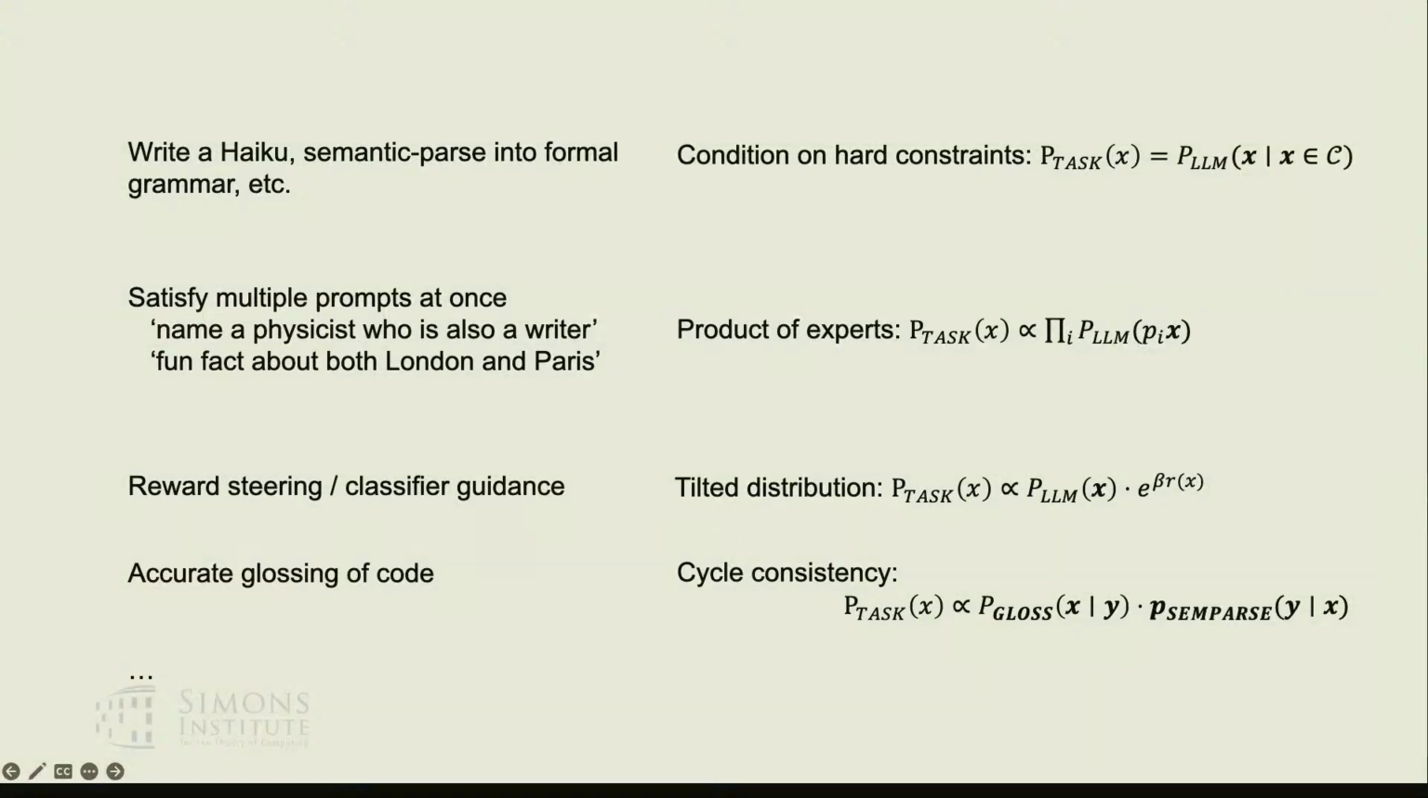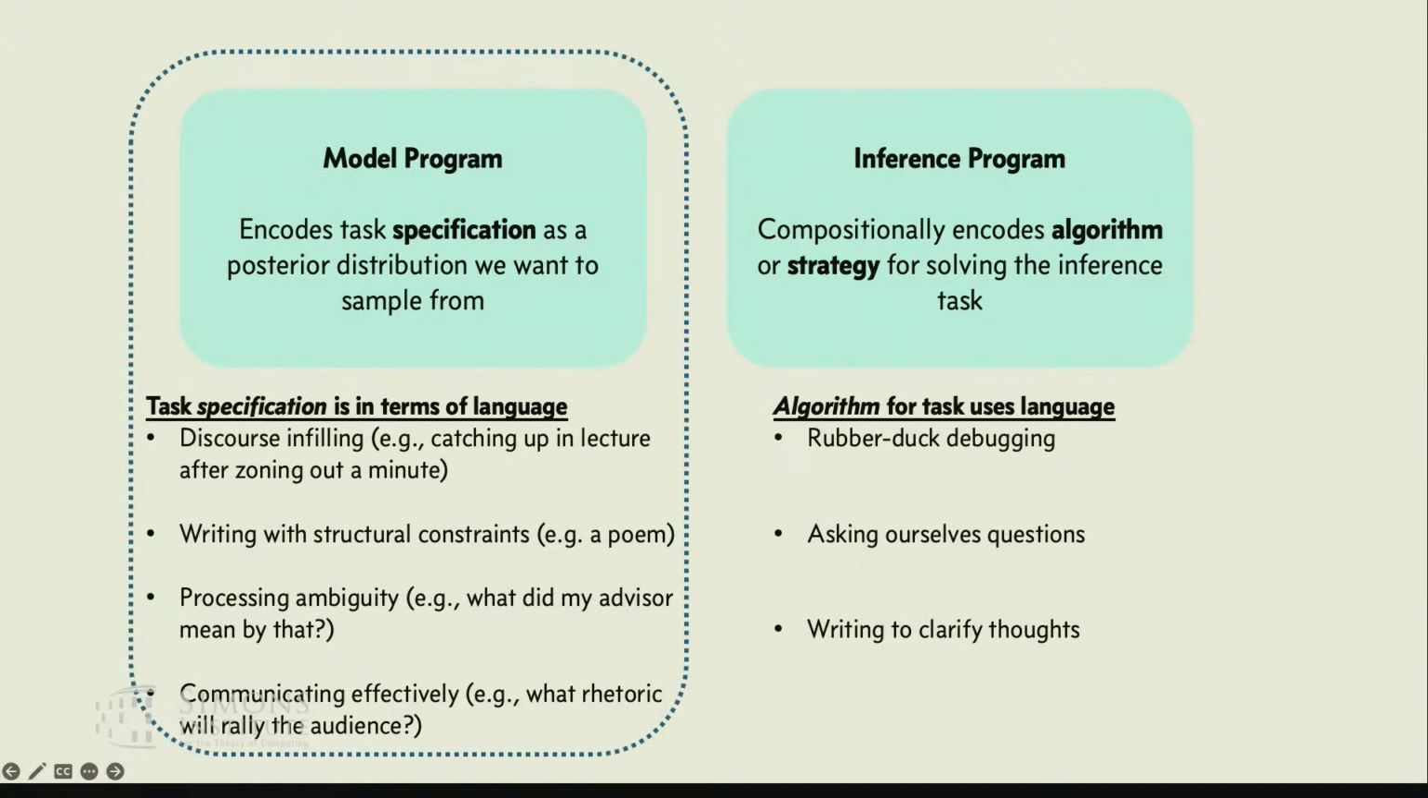Similarly, we can represent reward steering or classifier guidance by soft conditioning on a reward function. And we can also include things like, hey, please generate a gloss of this code that when I try to semantic parse it back into code, gives me the same code I started with, things like that. So those are model programs for specifying various tasks.